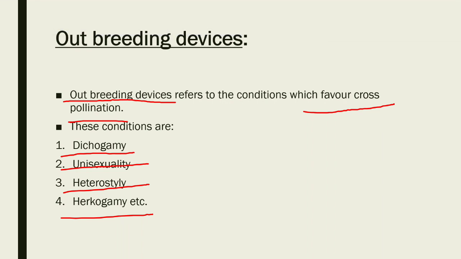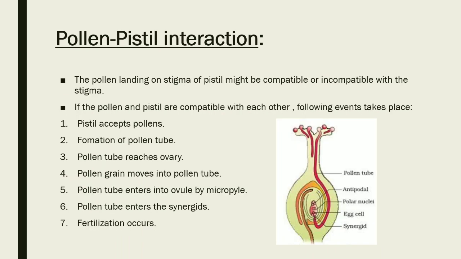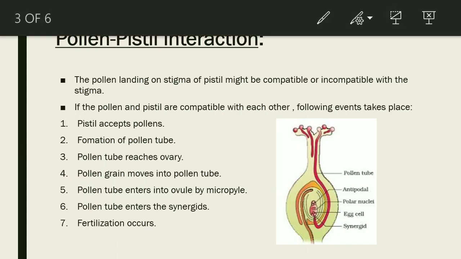Now, the second topic is pollen-pistil interaction. The pollen landing on stigma of pistil might be compatible or incompatible with the stigma. So, the pollen acceptance or rejection by stigma depends on the compatibility. If the pollen and pistil are compatible with each other, the following events take place.